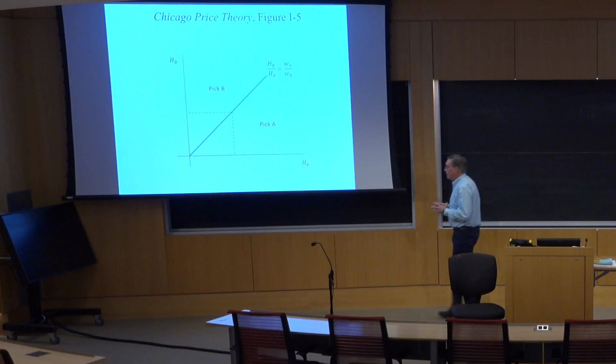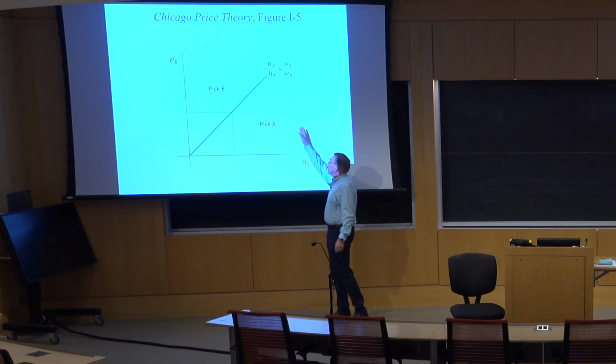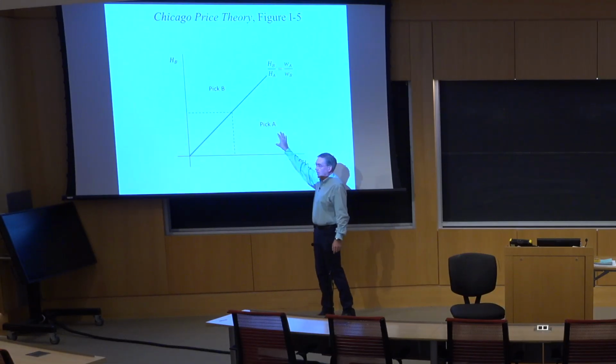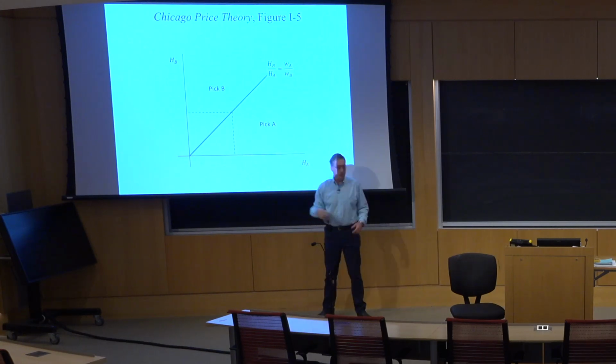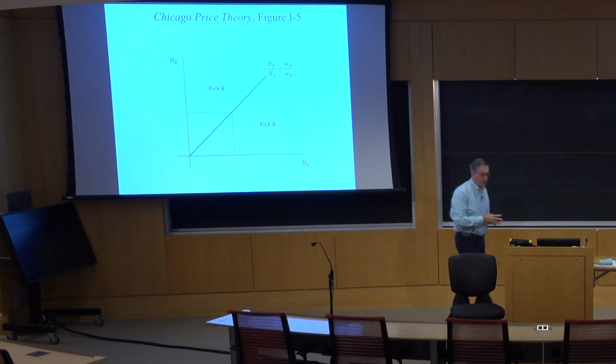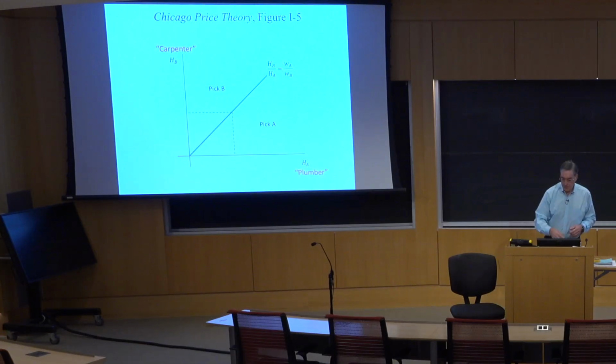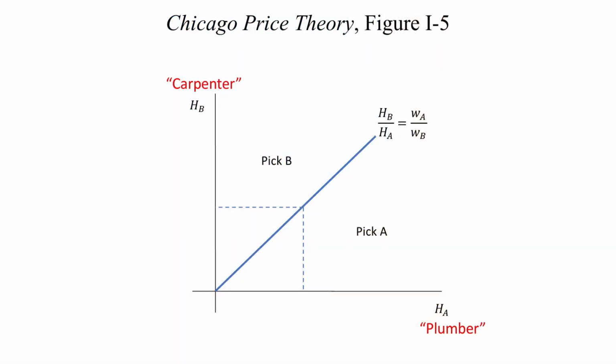And, well, if we draw the relative wage line, anybody with their human capital over in the A range is going to pick A because they're going to earn more as an A worker than a B worker. And anyone in the B range would do the opposite. Now in the book and in the video lectures, we call occupation A plumber and occupation B carpenter. But again, we can relabel the variables and call the occupations market work and non-market activity.